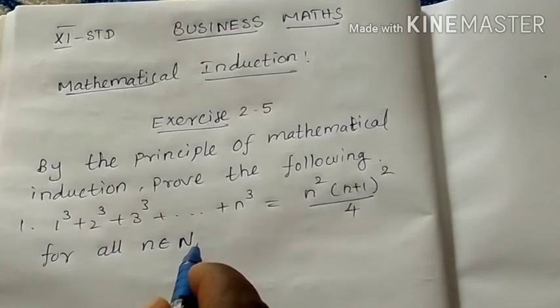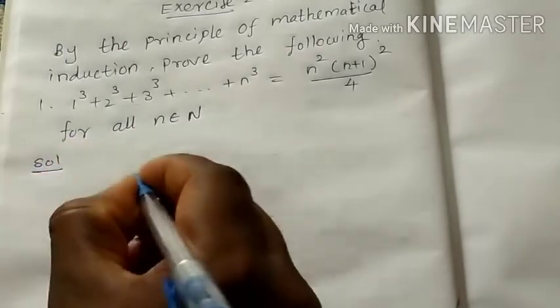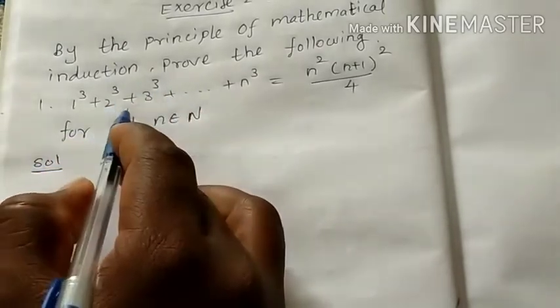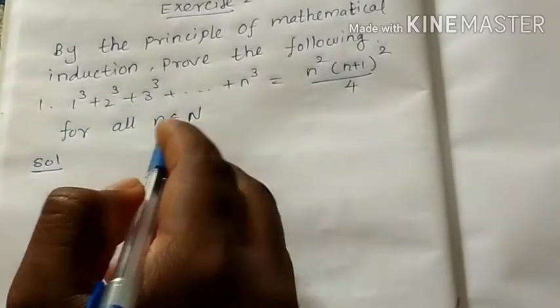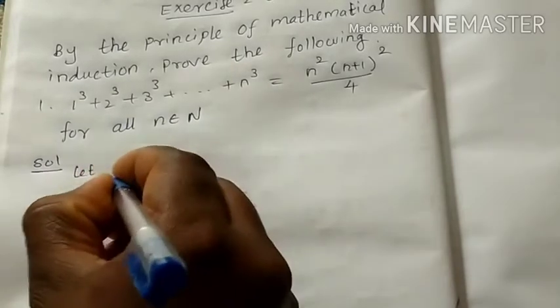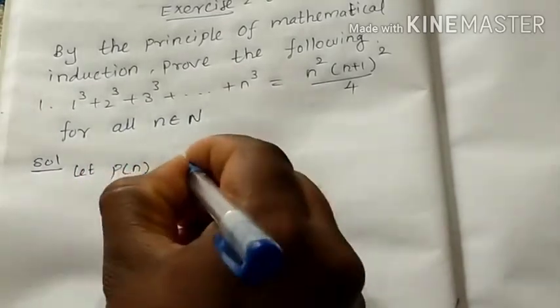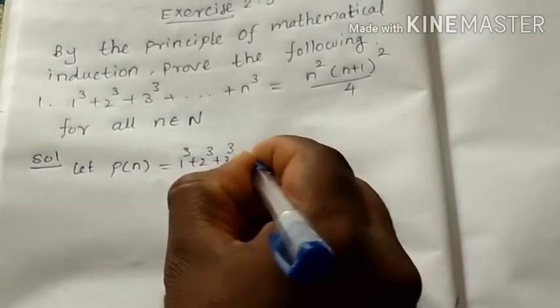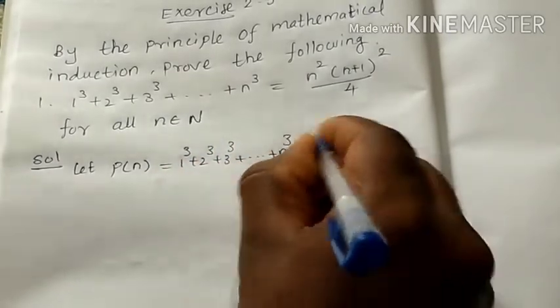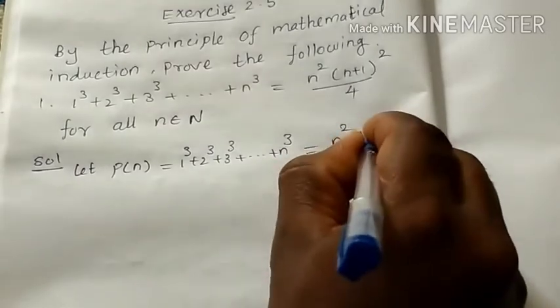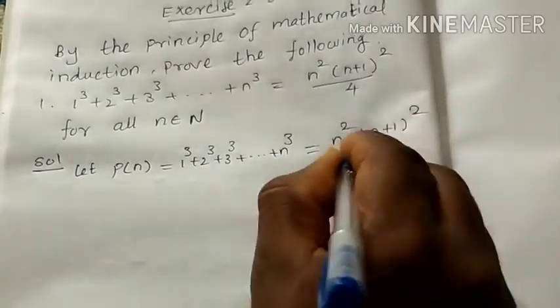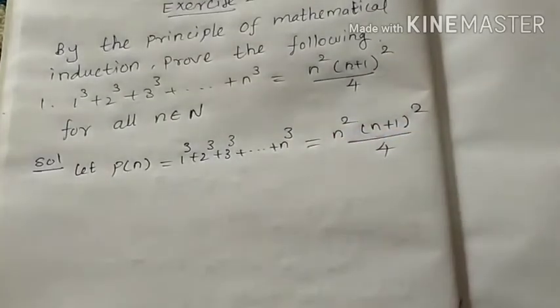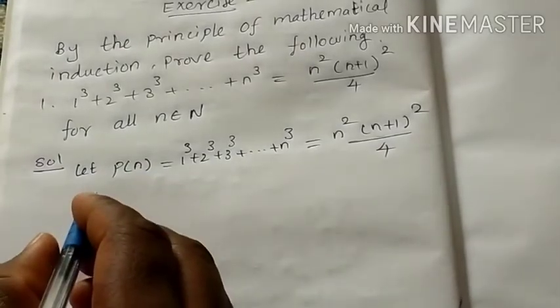Listen carefully. The solution. First, you assume the given statement equal to P of n. So let P of n equal 1 cube plus 2 cube plus 3 cube plus and so on plus n cube equals n squared into (n plus 1) the whole squared divided by 4. This is the first step. The second step, put n equal to 1.